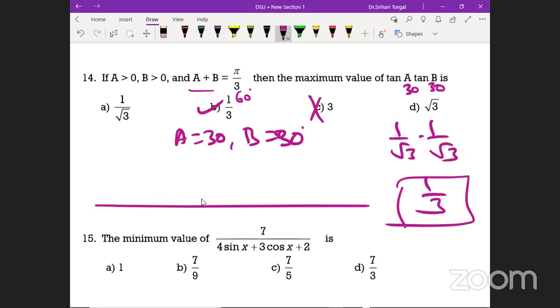Yeah, both must be equal. Yes, Ria, both A and B are equal. So tan 30 and tan 30, 1 by 3 is the answer. Okay.